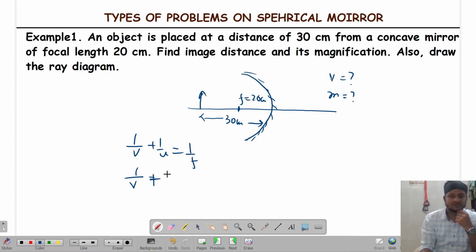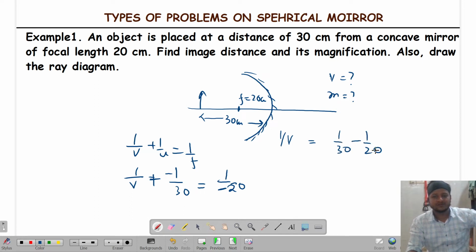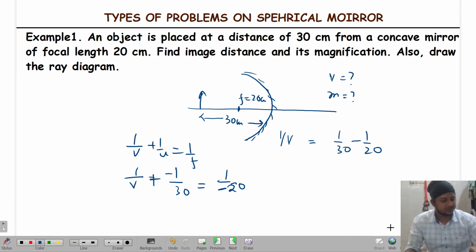The object is on the left side so it will be negative, minus 30. The focal length is also on the left side, minus 20. Got it or not? Left side negative, right side positive, if you utilize it, it will be better. So v comes out from 1 by v is equal to 1 by 30 minus 1 by 20. Solve this and you will get v, after that you can calculate the magnification. Easy problem, yes or no, tell me.